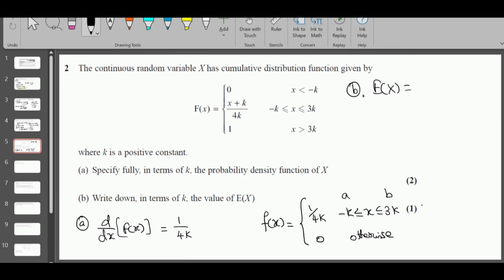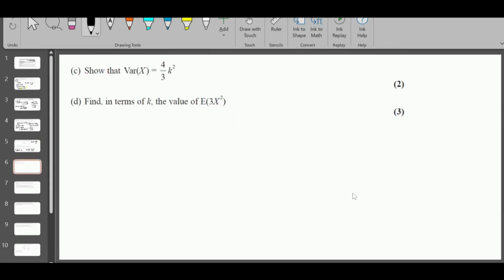So you don't need to write the formula. It's there in the data booklet. So 3k minus k over 2 is just k. That's all. Part C and D.